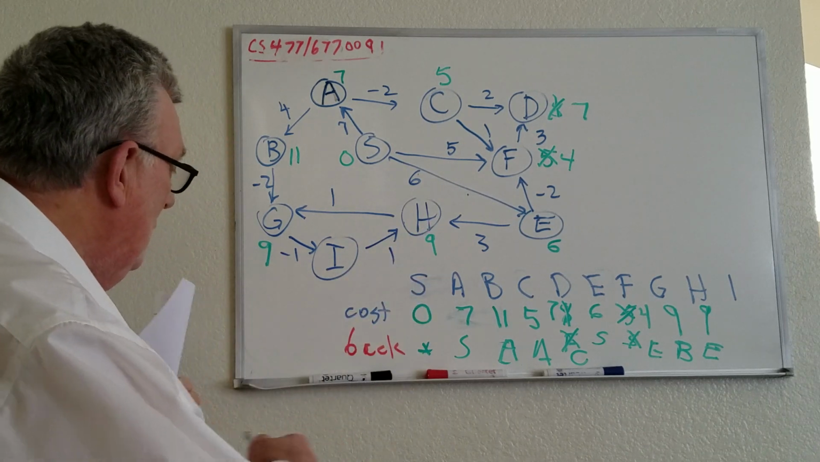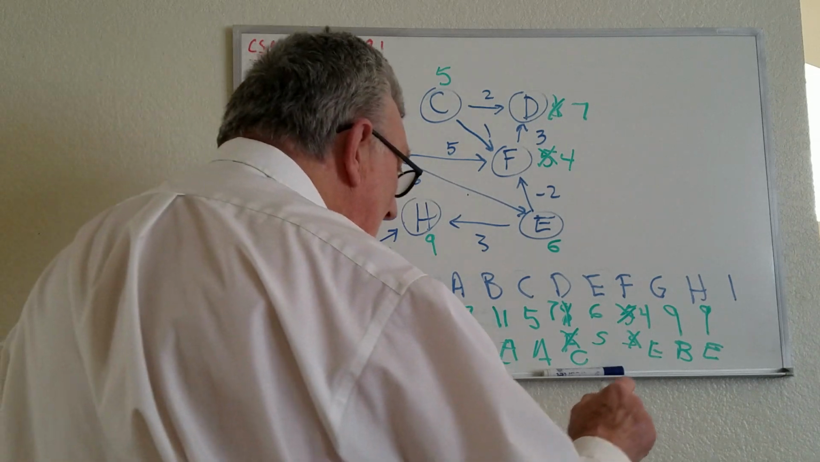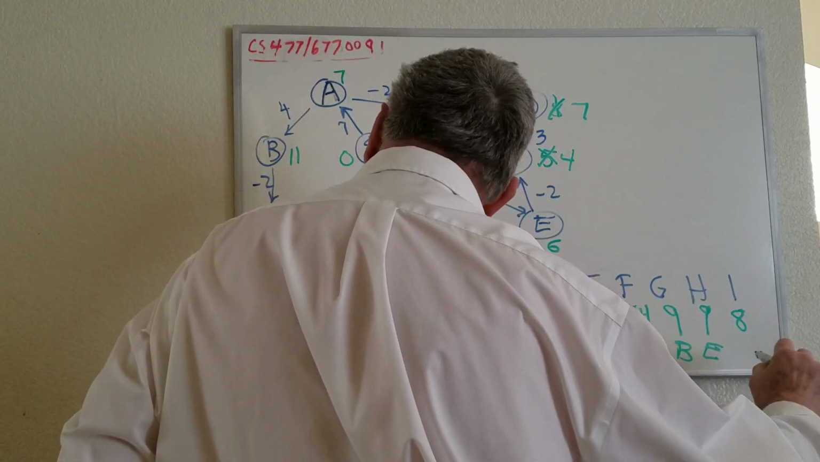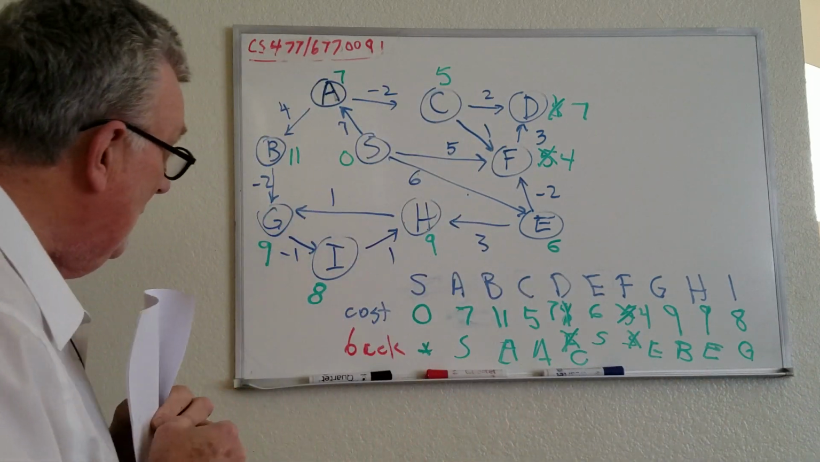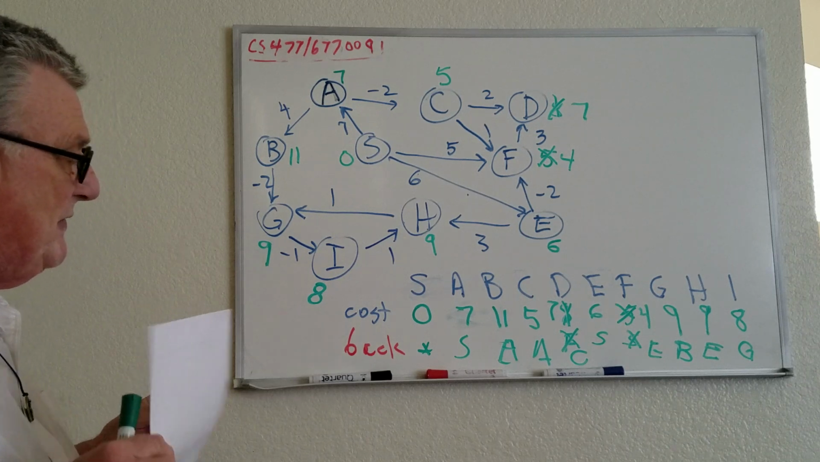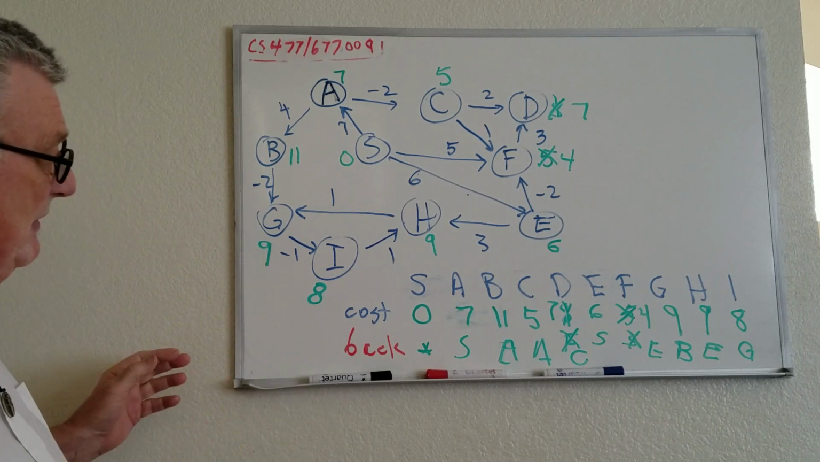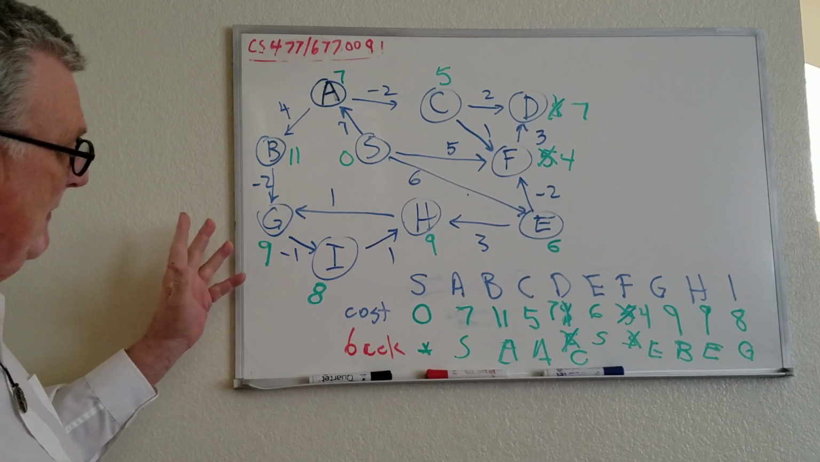Wait, we have a change. This becomes 8. So for I, we get a value of 8 with a back pointer of G. So since that's a change, we now have to iterate again through all the edges. You might think that's inefficient. And yes, it is, but that's how the algorithm runs.